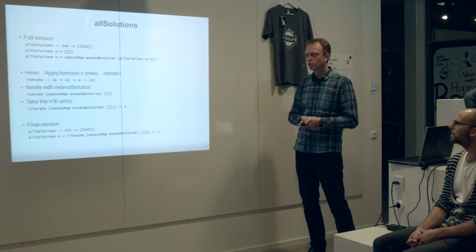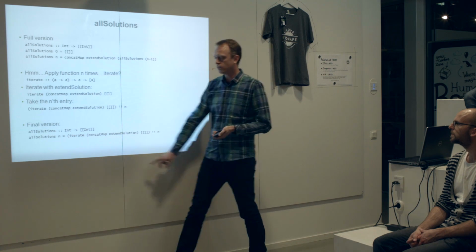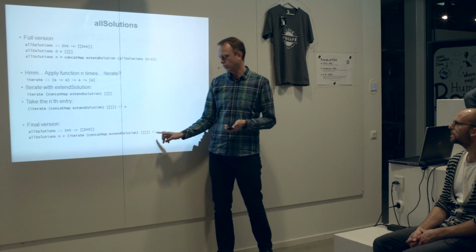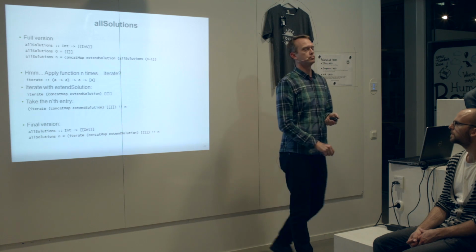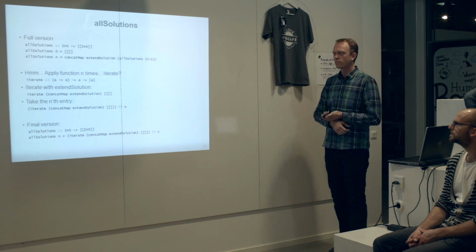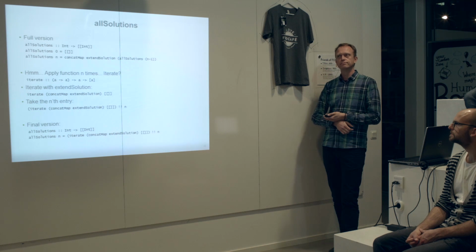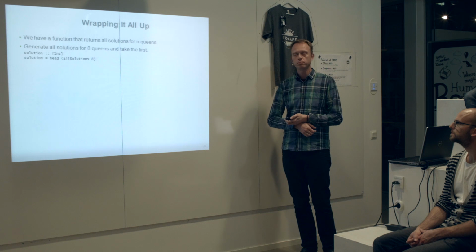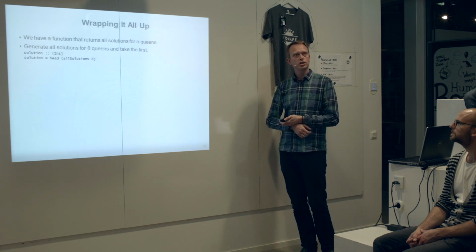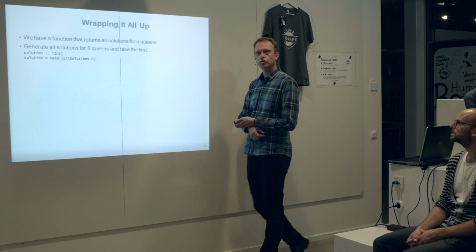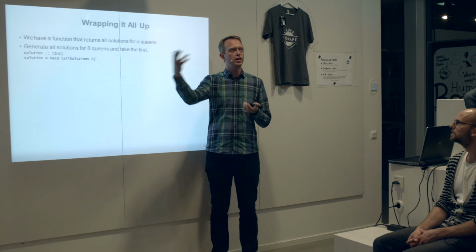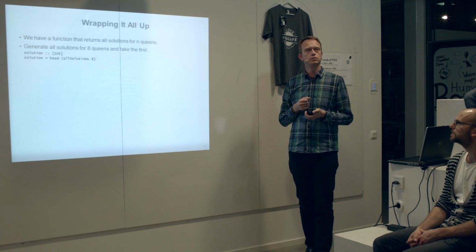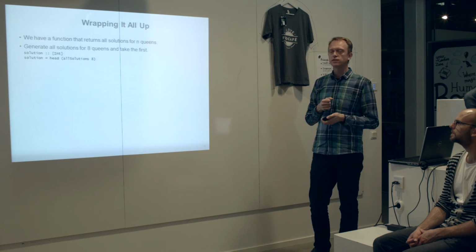So the final version will look like this. All solutions take the value n, which is the number of queens, and I just iterate this function and take number n. Then the final part here is just to wrap it all up. So now I have a function that creates all possible solutions for a certain number of queens, and I just want to create all possible solutions for 8 queens, and then take the first. And it looks like this.